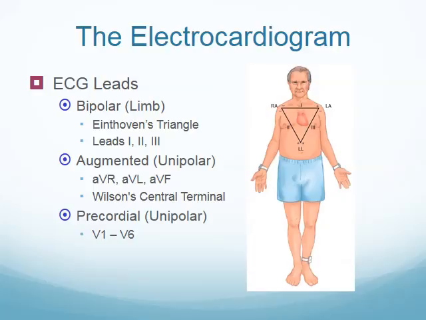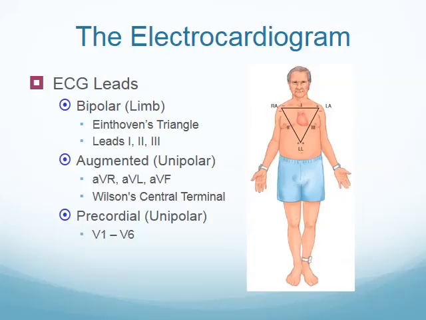So we have augmented voltage right, augmented voltage left, and augmented voltage foot. Augmented voltage right is looking from the right arm to Wilson central terminal, so the positive electrode is the right arm, and the negative is at the center of the heart. Augmented voltage left, the positive electrode is the left arm, and the negative electrode is at Wilson central terminal. And augmented voltage foot, the positive electrode is the left leg, and the negative electrode is Wilson central terminal. From that, we should be able to tell if these waves should be positive or negative based on the positive electrode.